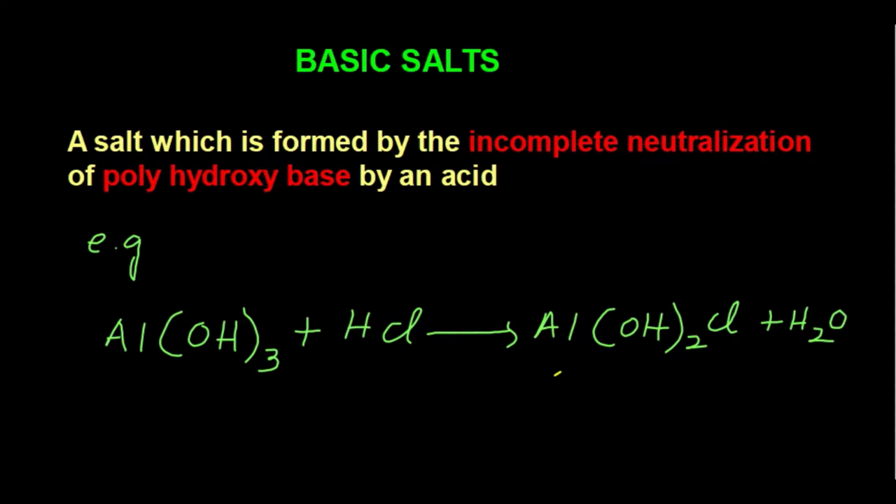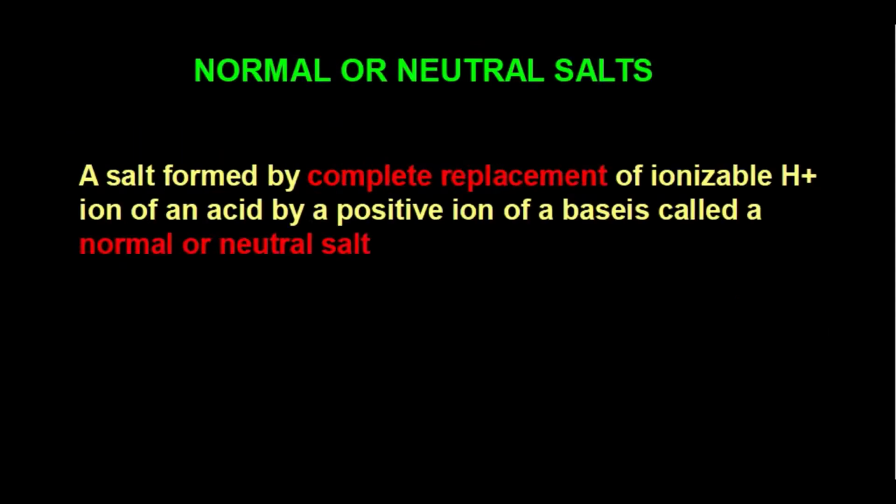Since this salt is formed by the incomplete neutralization of aluminium hydroxide with hydrochloric acid, that's why this salt is basic salt. What is the nature of this salt? This is basic salt. I hope this is clear. Now we will see the next type of salt. The next type of salt is known as neutral or normal salts.